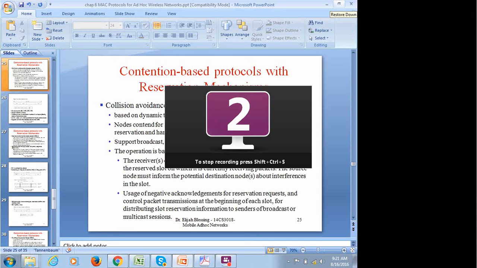Let us assume that a node A would like to send a data packet of a non-real-time application, and let us assume that its priority is 1. Let us assume a node B, which also wants to send non-real-time application data, but its priority is 2, not at the first level but at the second level.